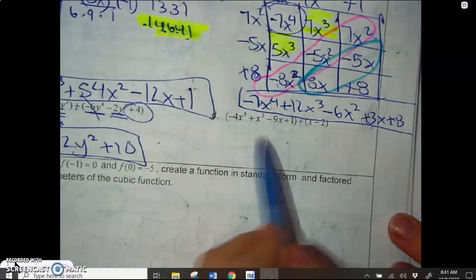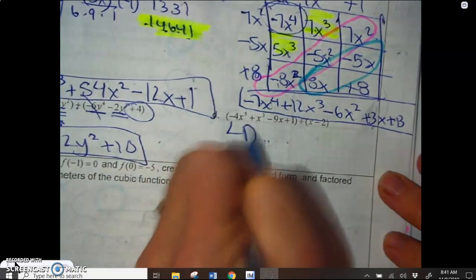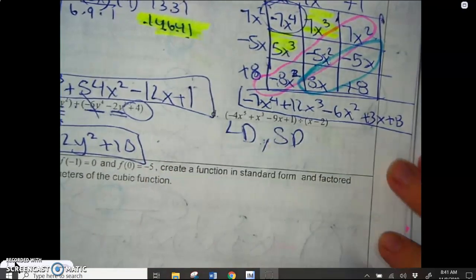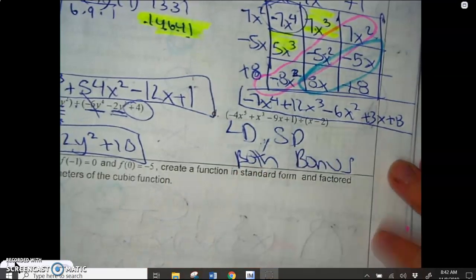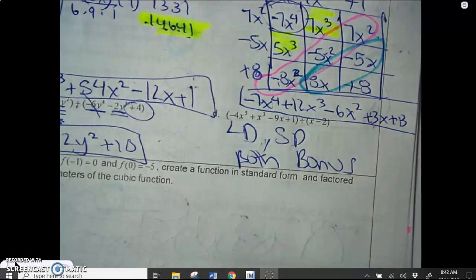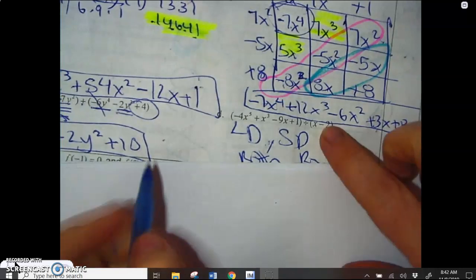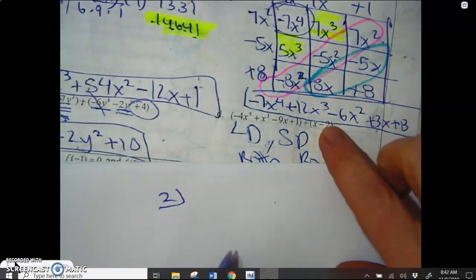All right, in this problem, you have a choice. You can either do long division or you can do synthetic division. If you do both, you'll get bonus. So because of that case, I am going to do both. First thing I'm going to do is synthetic because I'm so good at it.